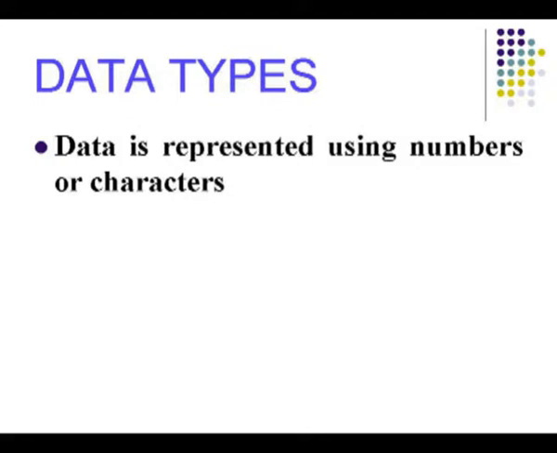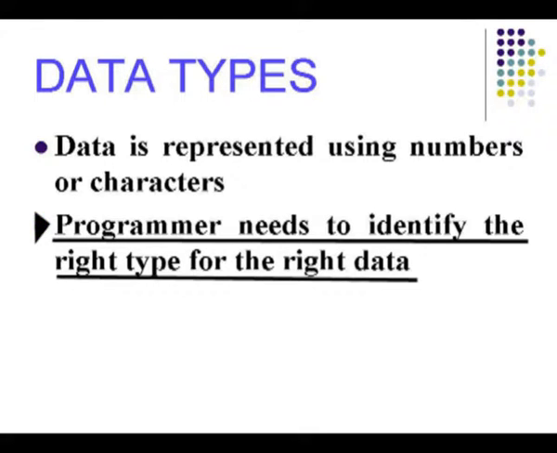at the data types that are available in C. So, as we get an introduction to the data types, what is actually data? Data is any raw information which can be represented using numbers or characters. A programmer needs to identify the right type for the right data.